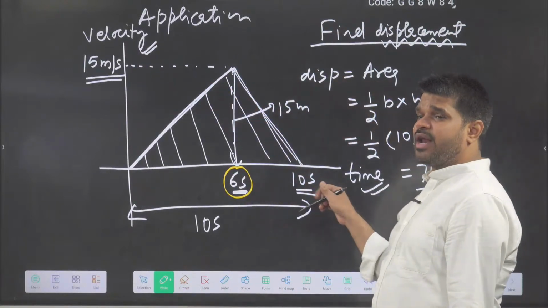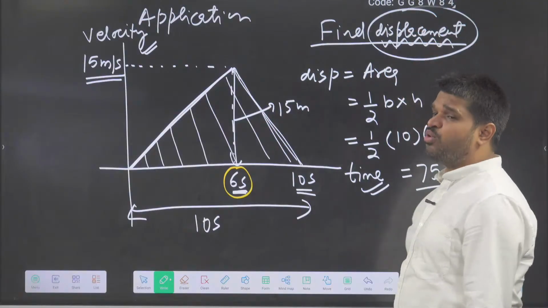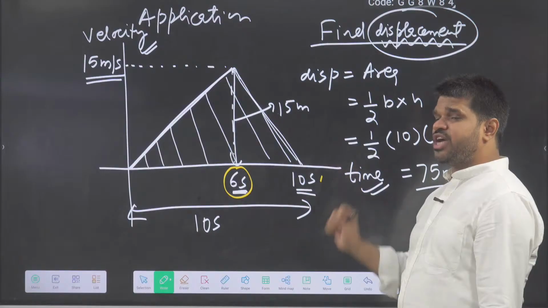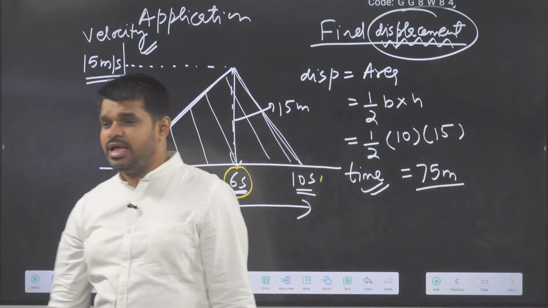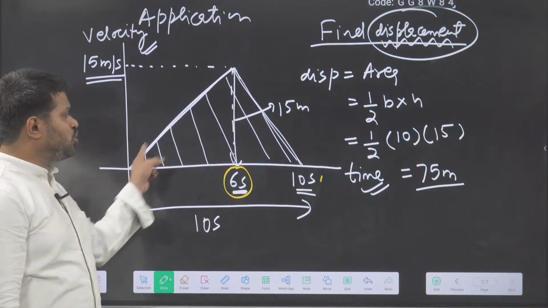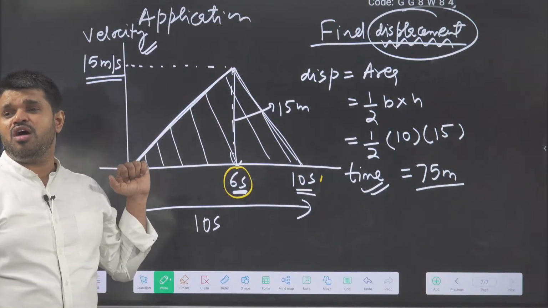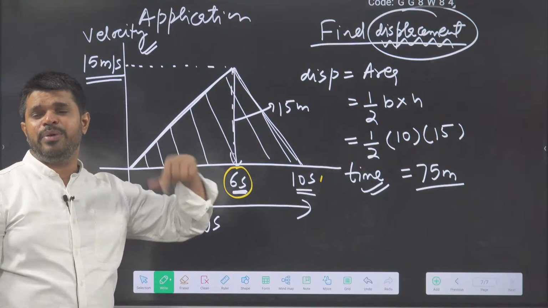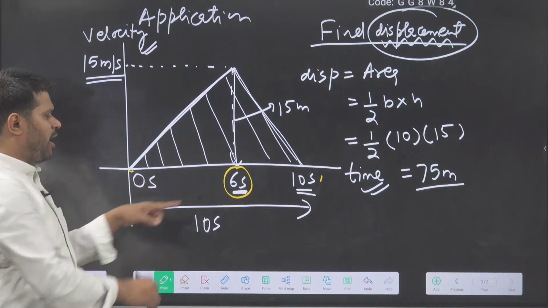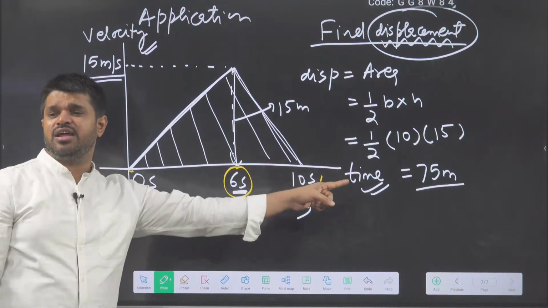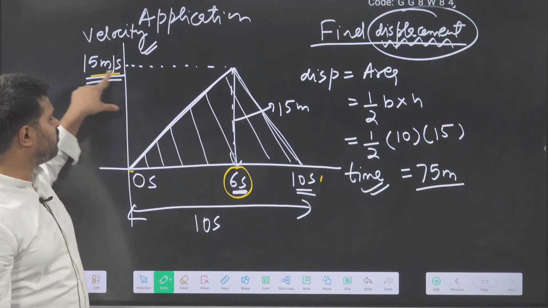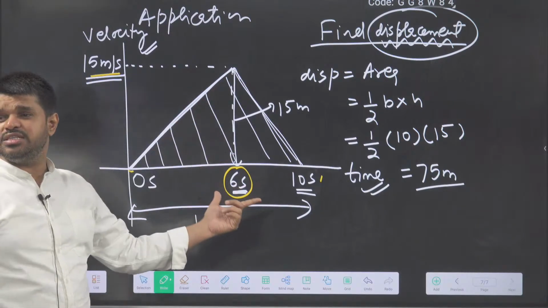From a velocity-time graph, displacement can be found by finding the area between the graph and which axis? The time axis. This shape is a triangle. What is the formula for the area of a triangle? Half base into height. What is the base length? This is 0 second and this is 10 second, so the base length is 10. Height is this velocity here, which is 15. So 6 second is not useful.